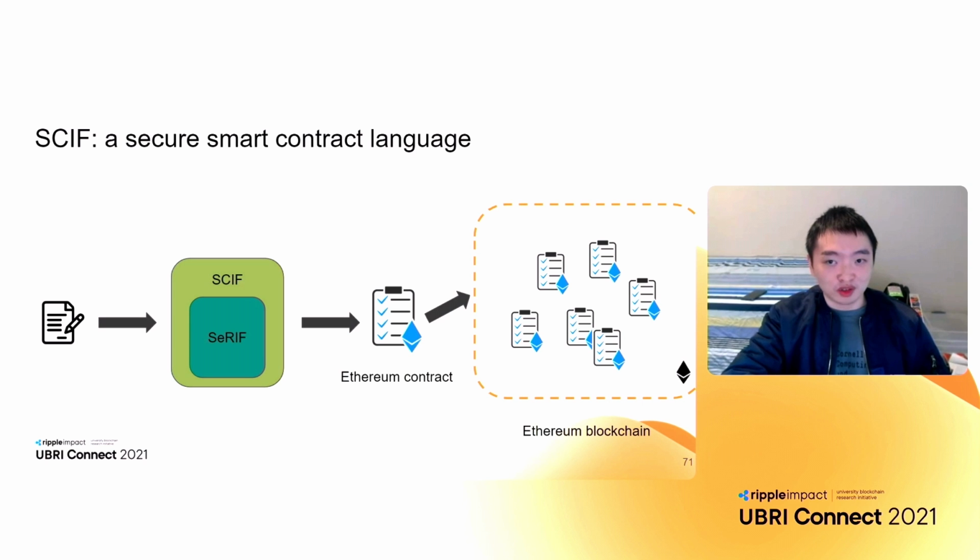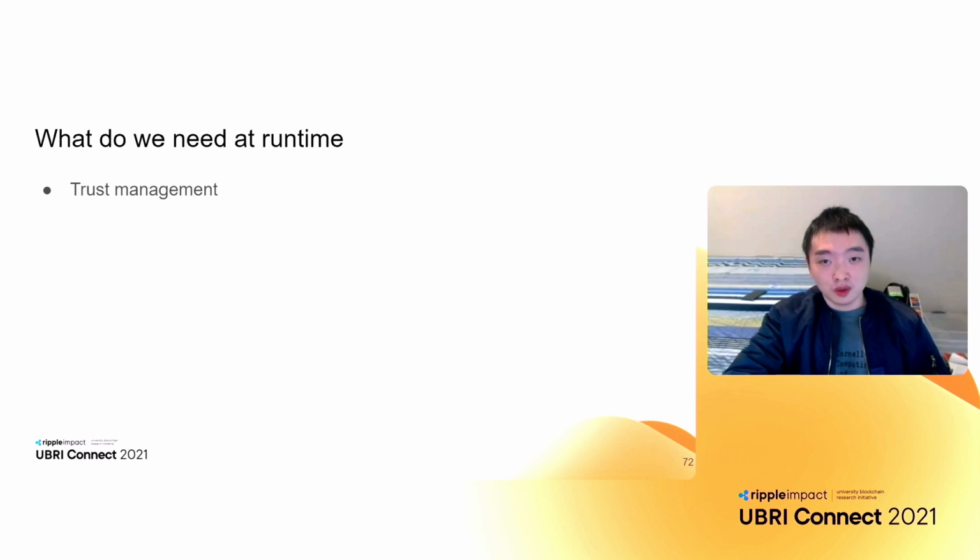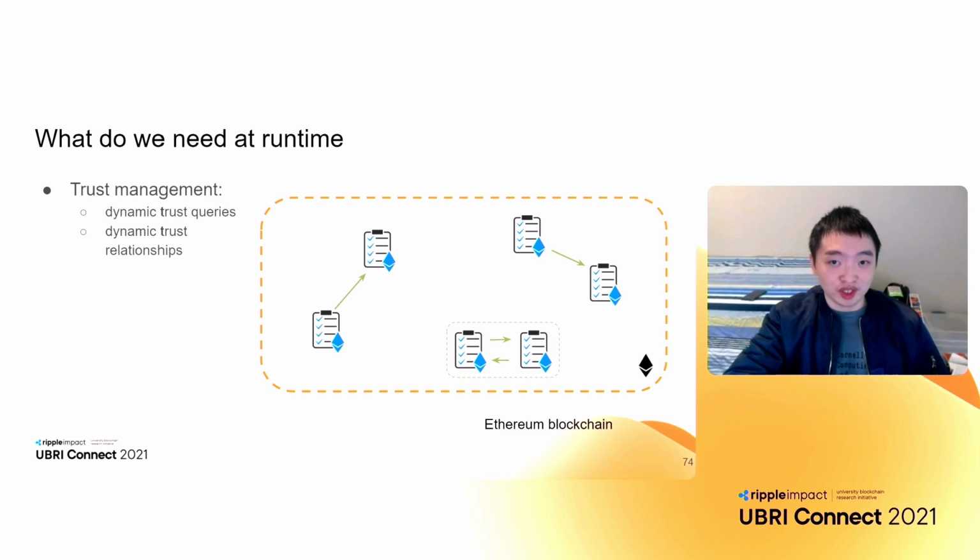And now I'll mainly talk about challenges in implementing Skiff's runtime system. What do we need at runtime? One big challenge is to support dynamic trust management, not only because we need it as a foundation of our dynamic locks, but also because we think in real-world blockchains, trust relationships are dynamic. A contract's trustees can change over time. At runtime, we need to answer trust queries. We also need to support modifications over trust relationships.